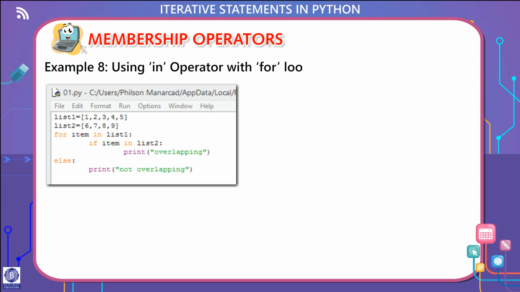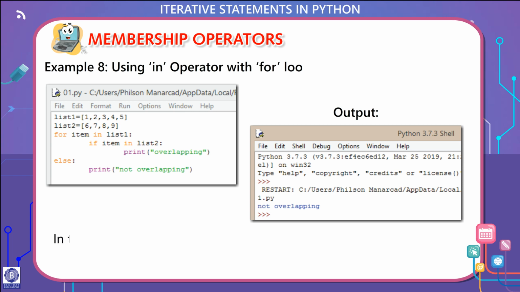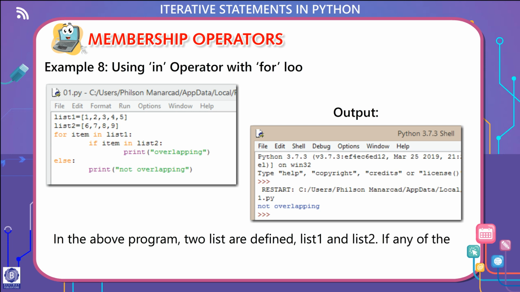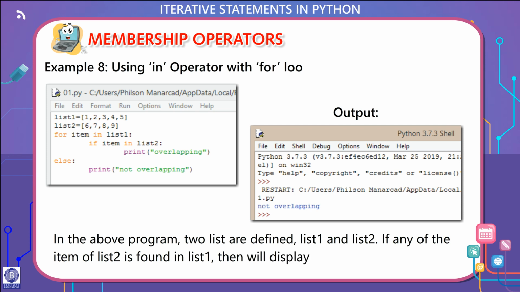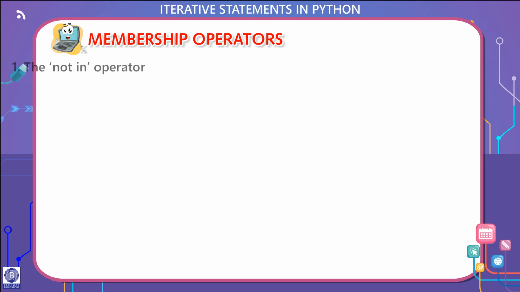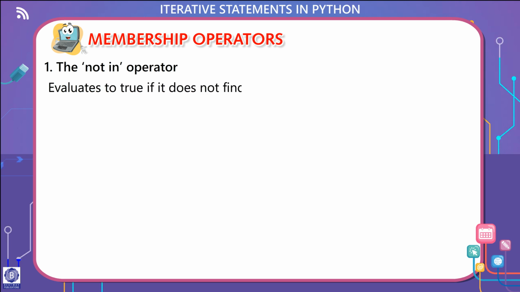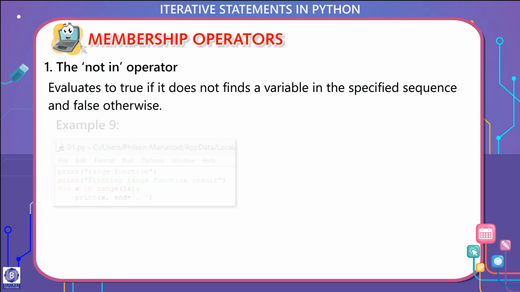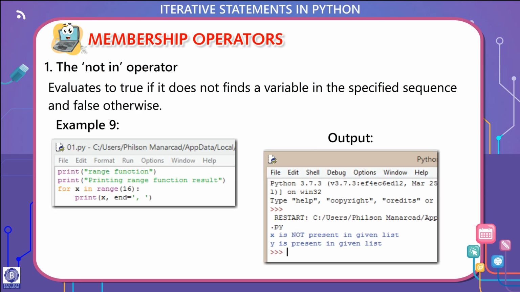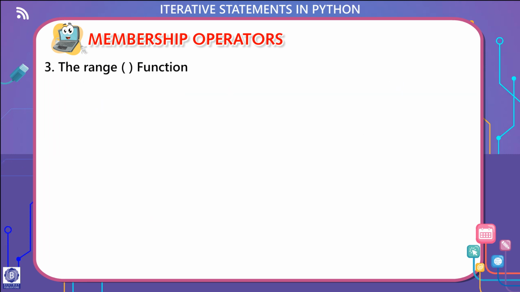Example 8. Using in operator with for loop. Output. In the above program, two lists are identified, list 1 and list 2. If any of the items of list 2 is found in list 1, then it will display overlapping as well. The not in operator evaluates to true if it does not find a variable in the specified sequence and false otherwise. Example 9. Output.